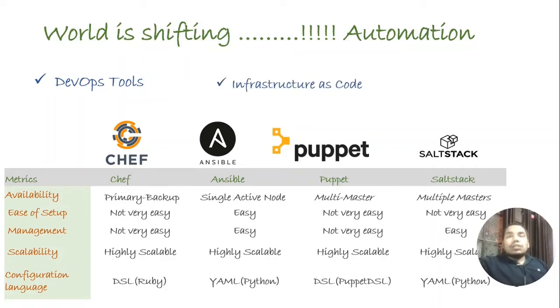These tools enable us to implement infrastructure as code. So these tools are also called IaC tools. In this series, we're going to focus on Ansible. The rest we'll discuss at another time.